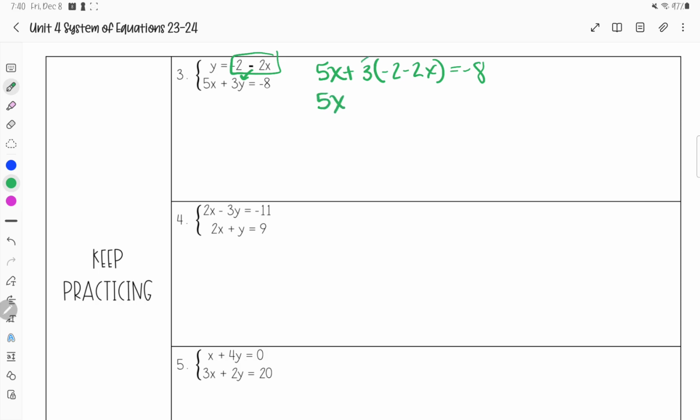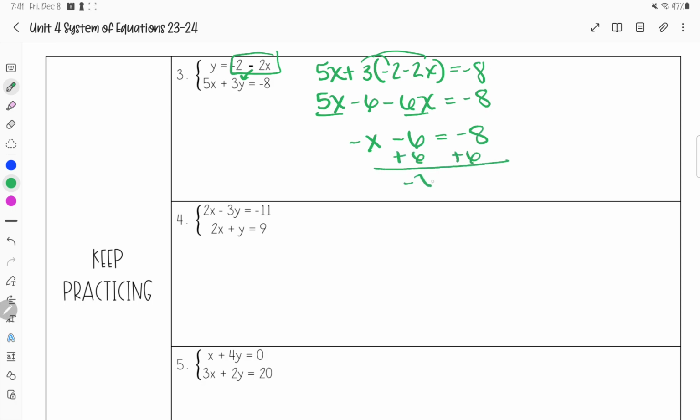5x will stay. I got to distribute that through. So I'm going to have -6 minus 6x equals -8. Combine my like terms, which will leave me with -x minus 6 equals -8. To get x alone, I'm going to add 6 to both sides, leaving me with -x equals -2. Then final step is divide by -1, which will leave me with x equals 2.